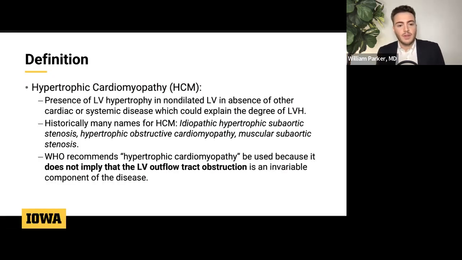So the next 15 slides or so are going to be kind of background stuff, less actionable information, but stuff you should understand regardless. Hypertrophic cardiomyopathy is defined as the presence of LV hypertrophy in a non-dilated left ventricle in absence of cardiac or systemic disease which would otherwise explain that hypertrophy. Historically, there have been a lot of names for it: idiopathic hypertrophic subaortic stenosis, hypertrophic obstructive cardiomyopathy, or HOCM, which I think is still very popularly used, and muscular subaortic stenosis.